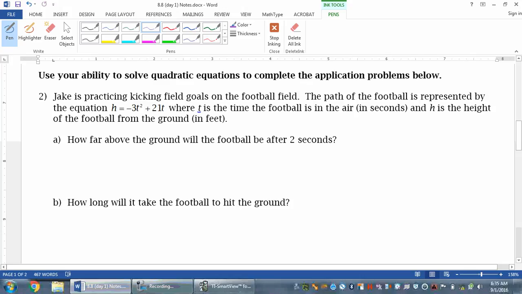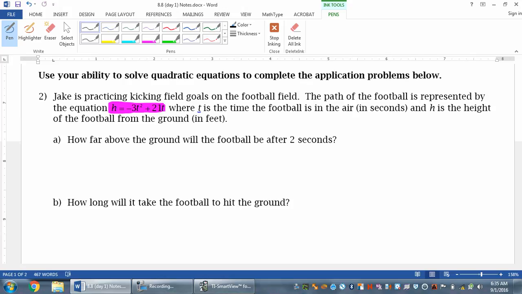Jake is practicing kicking field goals on the football field. The path of the football is represented by this equation: h equals negative 3t squared plus 21t, where again, t is the time the football is in the air in seconds, and h is the height of the football from the ground in feet.